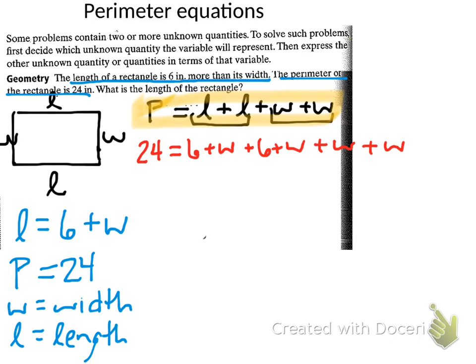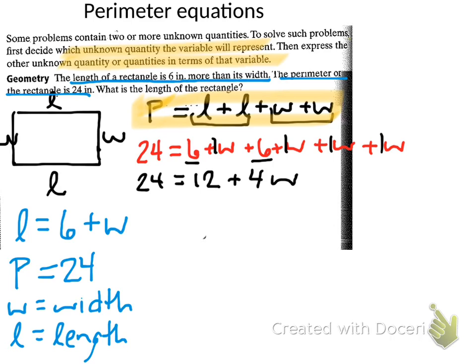We have written our unknown quantities in terms of the width. So let's go ahead and try to solve this. The first thing we're going to do is combine like terms. So we're going to get 24 equals 6 and 6 is 12, plus we've got 1W, 1W, 1W, and 1W, so that's 4W.